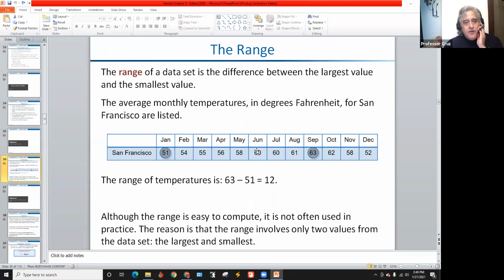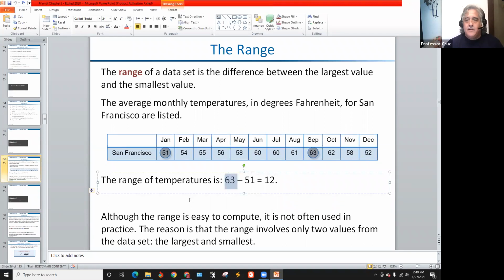So in order to calculate the range, what we do is we take the highest value in the data set and subtract the smallest one. So 63 minus 51 is equal to 12. All right.